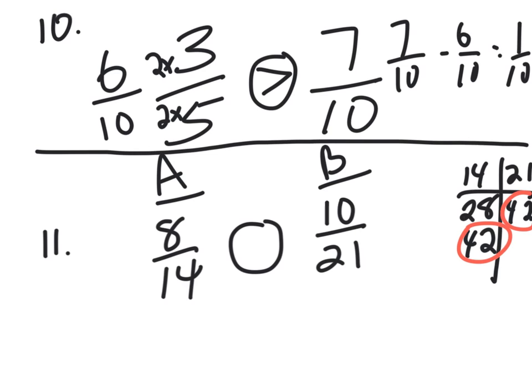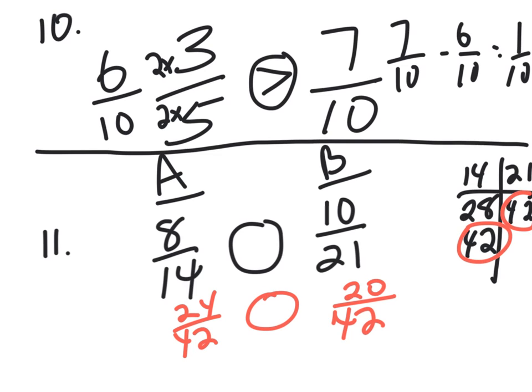So we've got to change both of these to 42. 14 times 3, so 8 times 3 is 24. 21 times 2, so 10 times 2 is 20. So the larger probability is box A, with 24 out of 42 possible, compared to 20 out of 42.